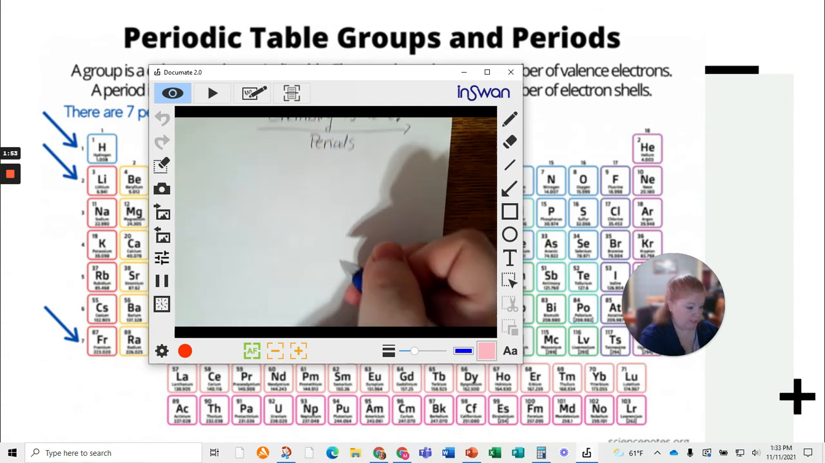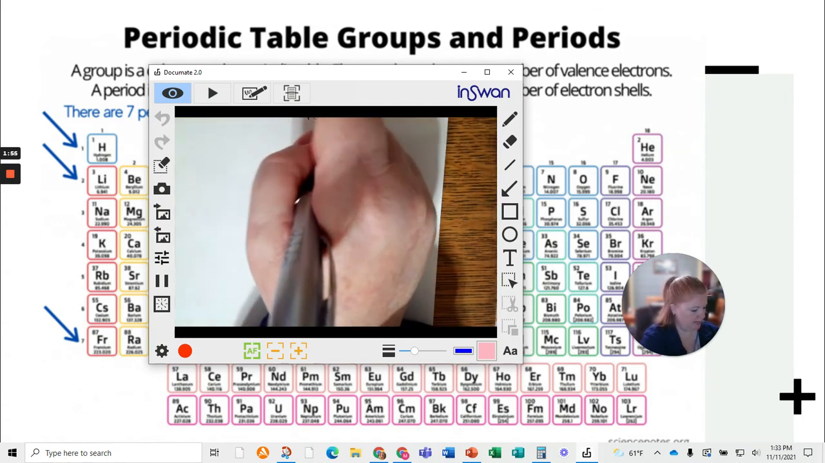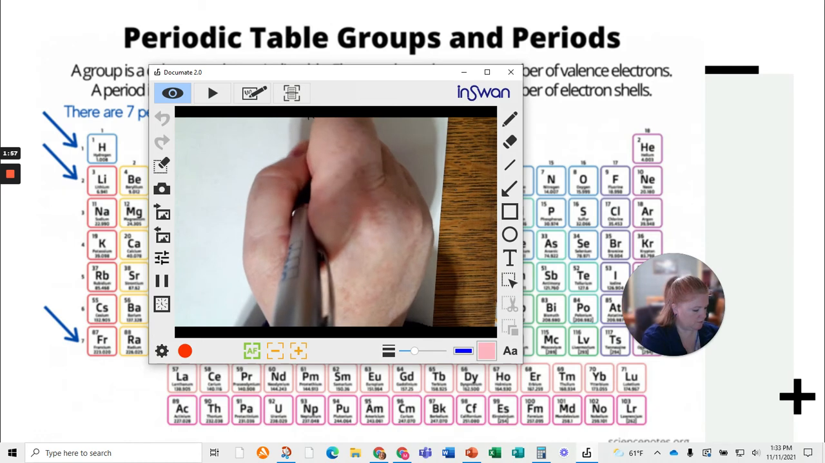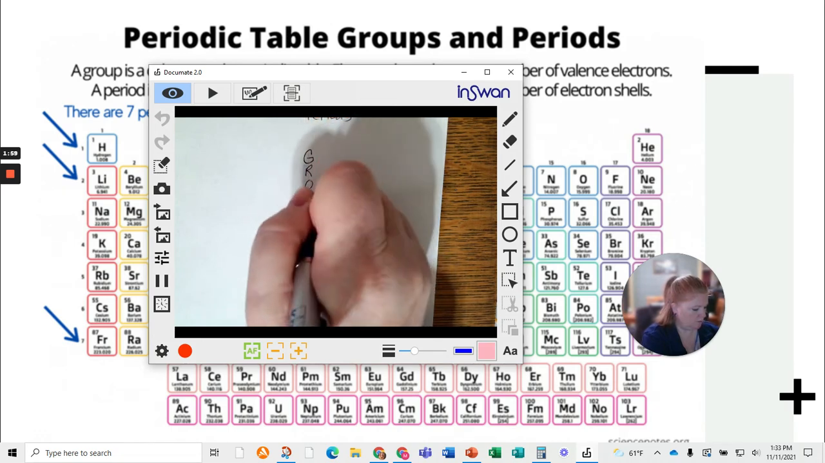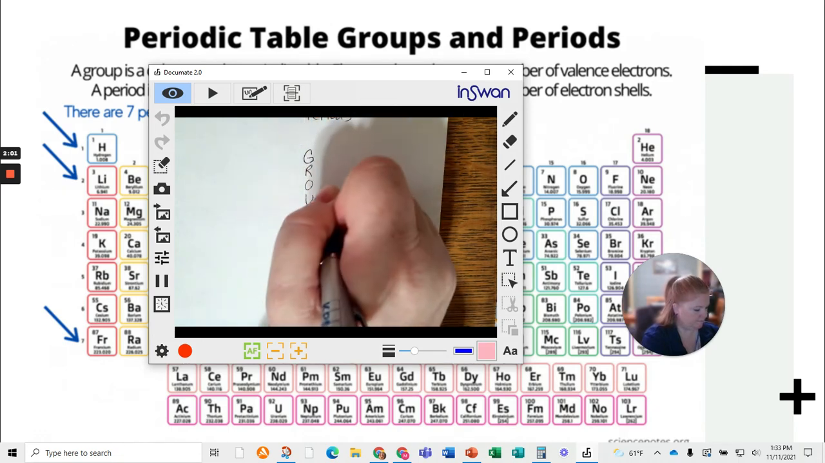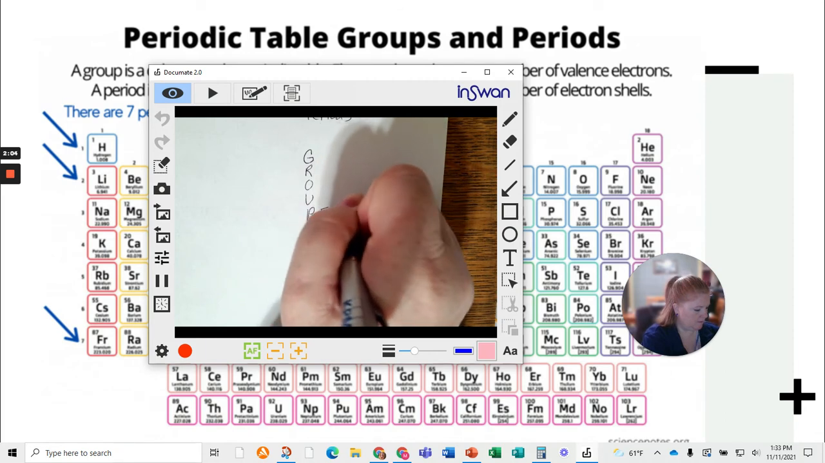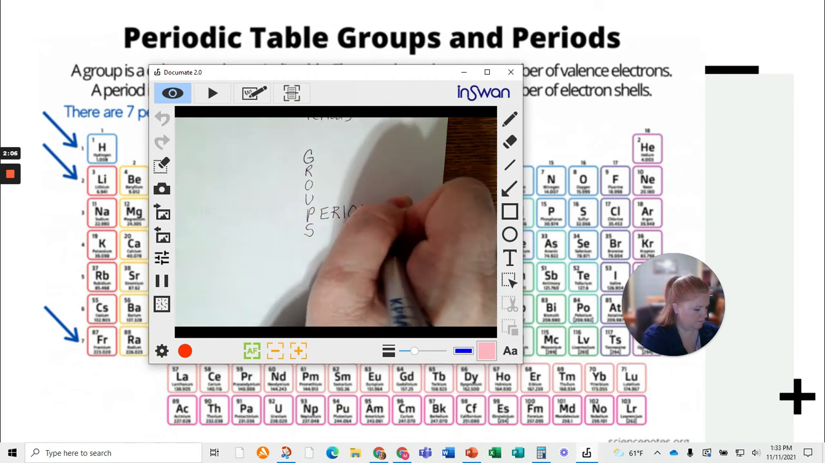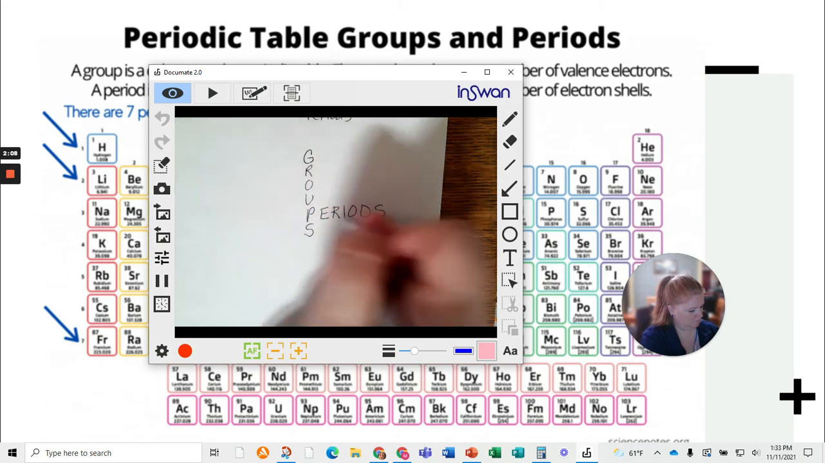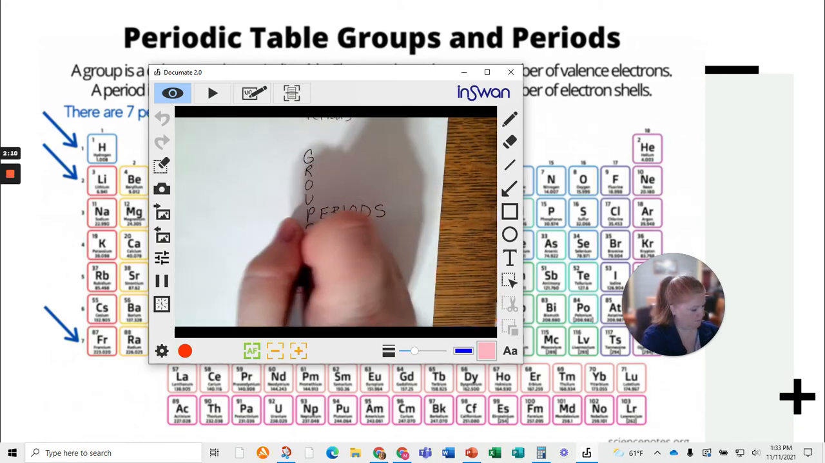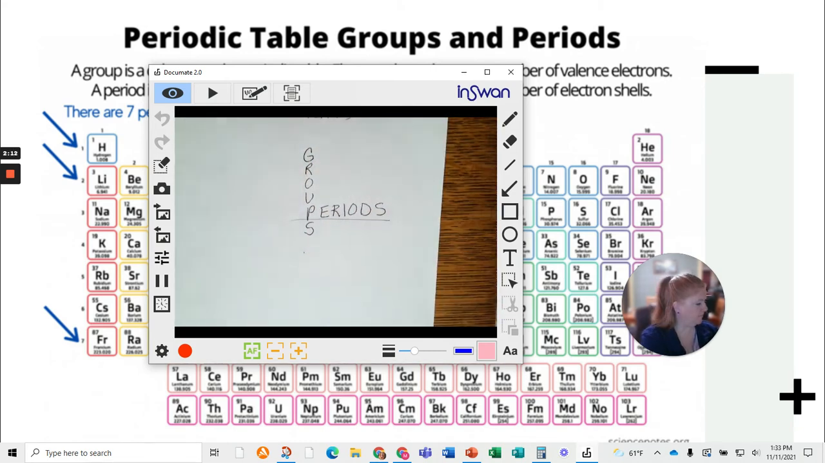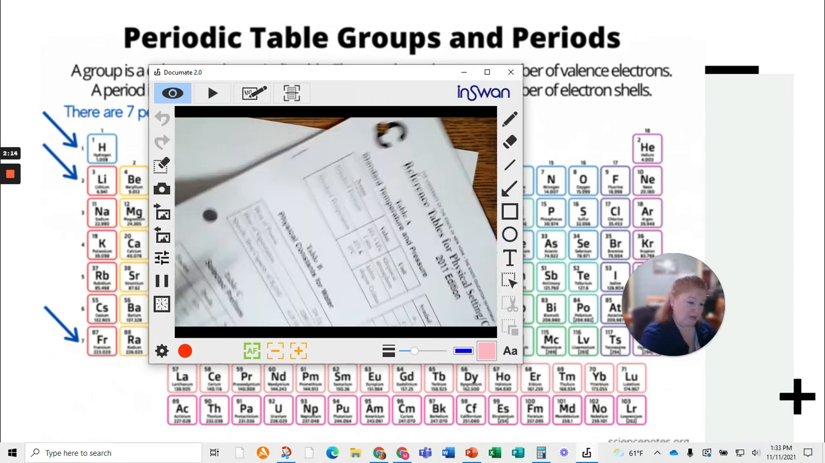And another way to remember it is to actually match the words together. So watch this. Groups. Periods. Groups go vertical. Periods go horizontal. Now, they are labeled on your periodic table.